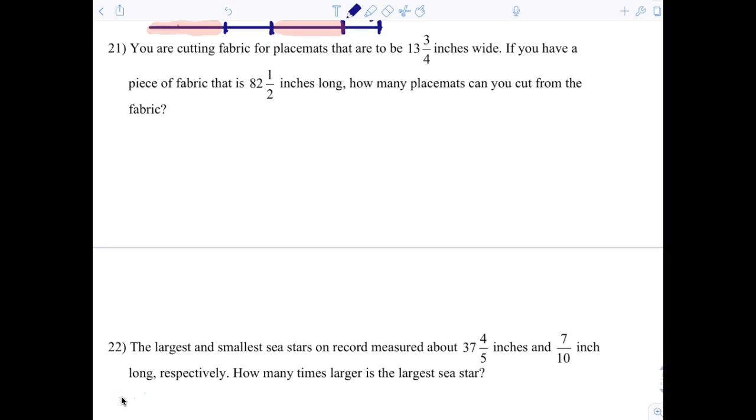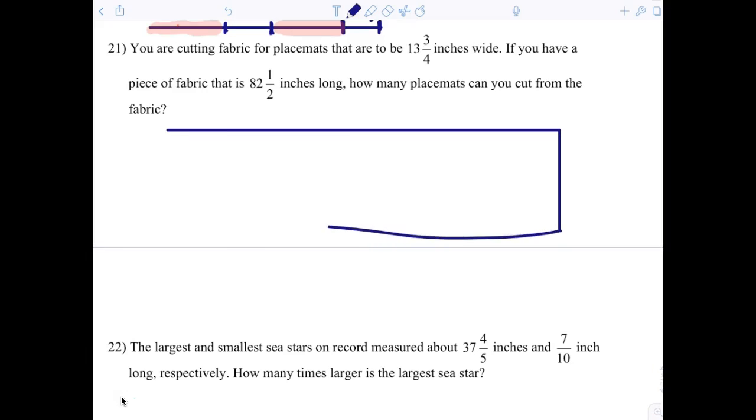If you're not sure, look. Here is fabric. Listen to me. I've got a long piece of fabric. All right? And fabric is generally a what? Giant rectangle. And then what do you do to the pieces? You cut them, and then that'll be your what? That'll be your placemat. All right?